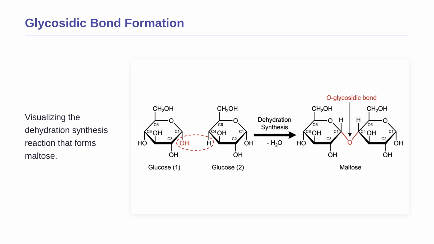The two glucose molecules are now covalently linked by a single oxygen atom, forming the O-glycosidic bond. The resulting massive molecule on the right is maltose. This diagram beautifully illustrates how nature builds complex, stable structures from simple, reactive building blocks by simply removing water.